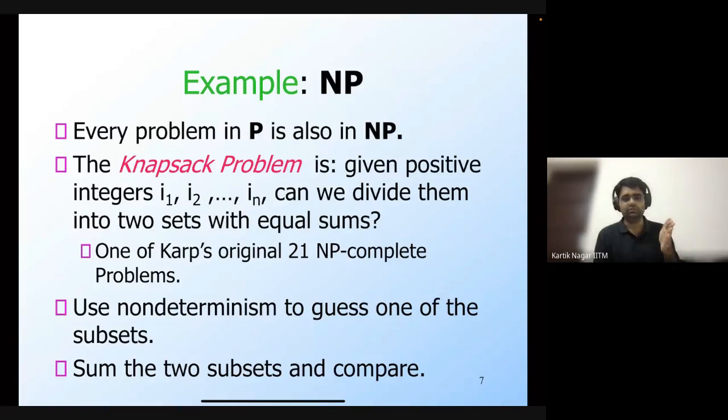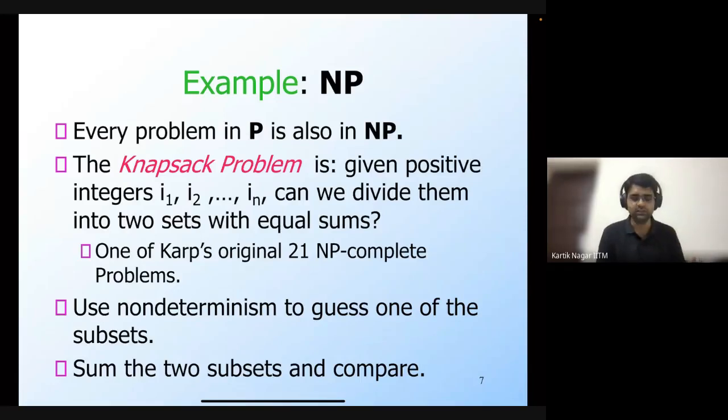So if I can divide the original set of n integers into two sets with equal sums, then there is going to be some choice which is the correct choice. Which means there is going to be some run of the Turing machine, or some choice, which will lead to acceptance of that particular instance.